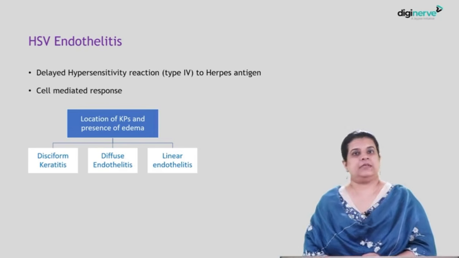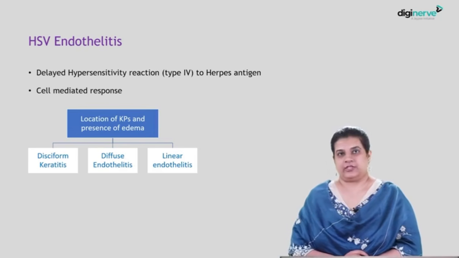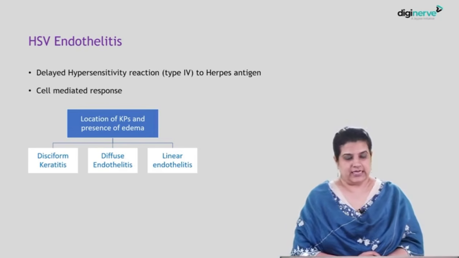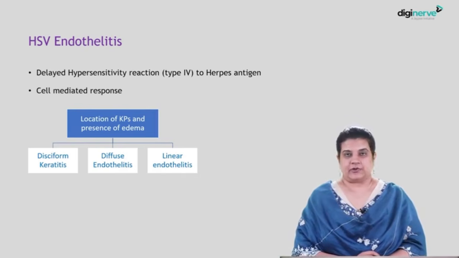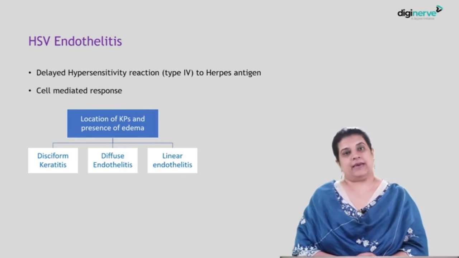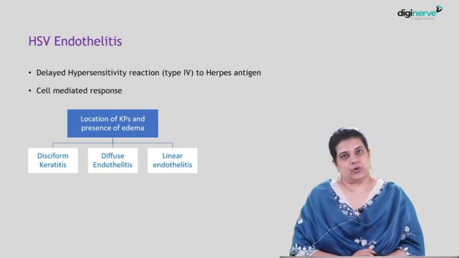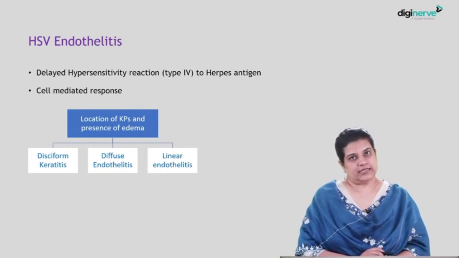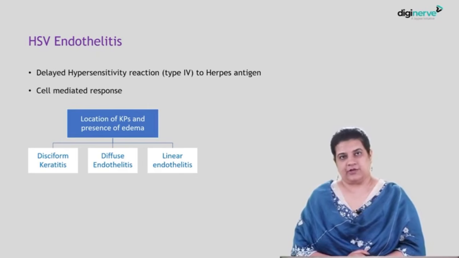After stromal involvement comes the endothelium. Herpes simplex virus can involve the endothelium and result in endothelitis. Now, this is a delayed hypersensitivity reaction, hence type 4. So, for interstitial keratitis, we had a type 3 reaction.